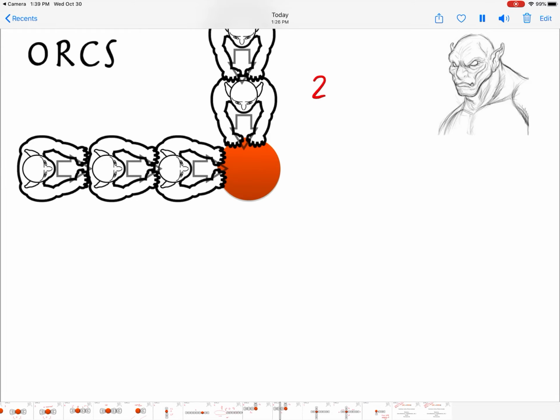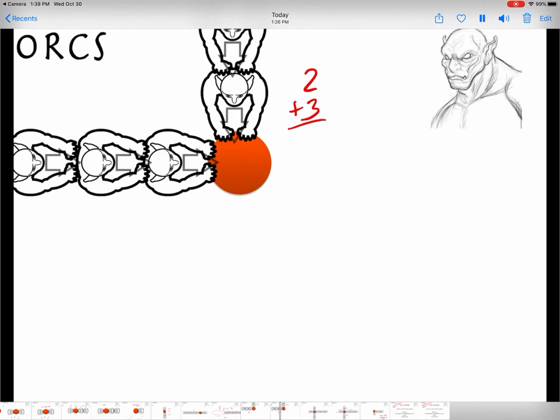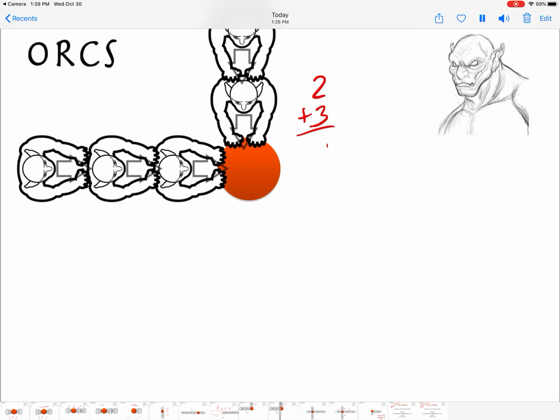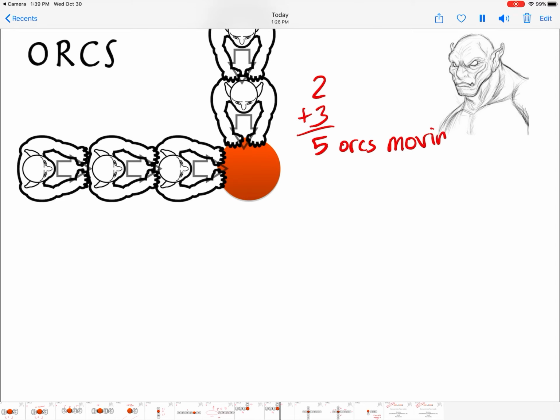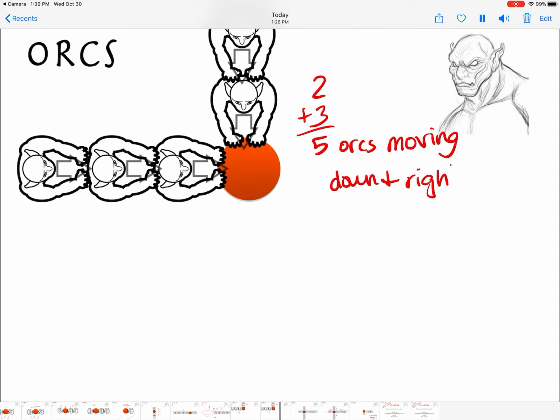So you take those 2 plus those 3, and you end up having 5 orcs moving, we'll just say down and to the right. Or you can say diagonally to the right.